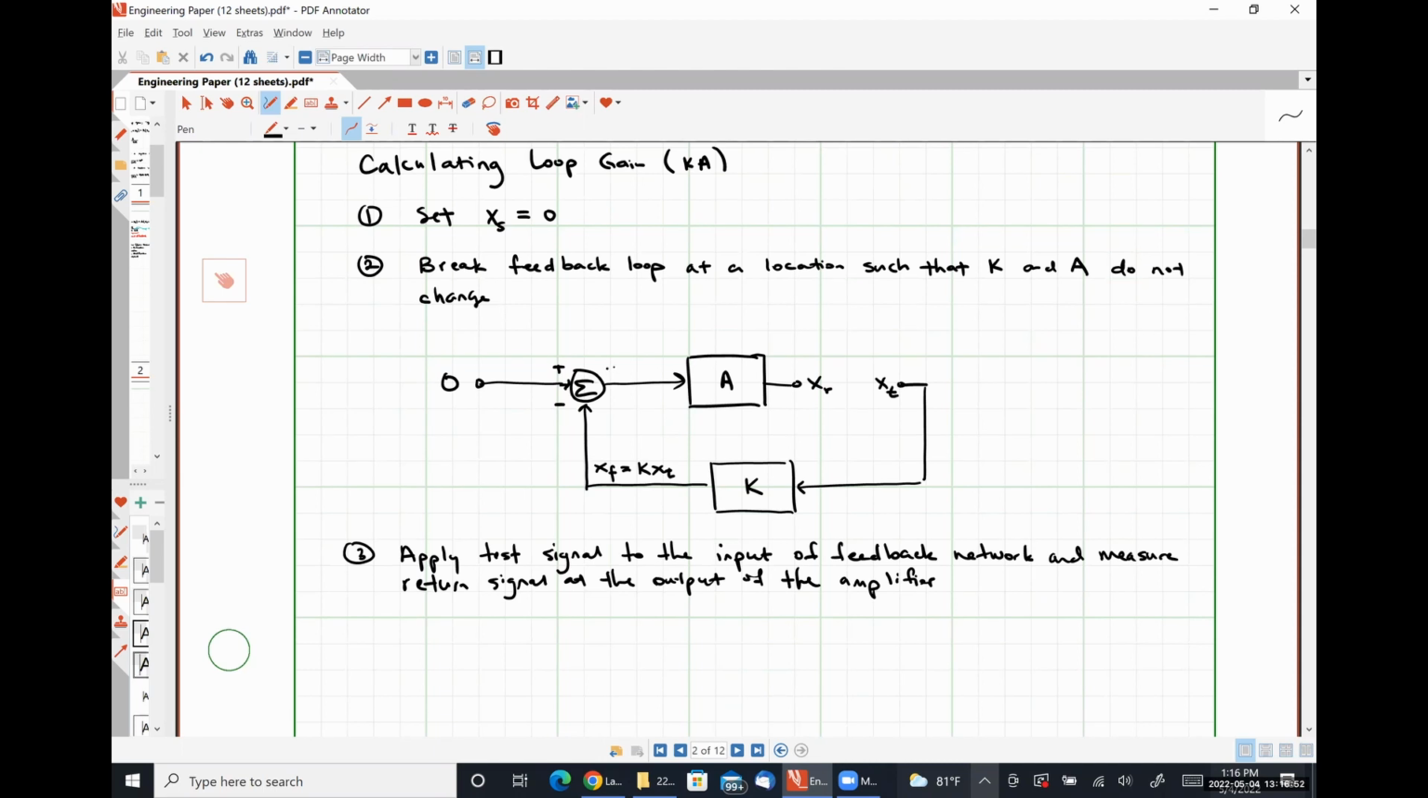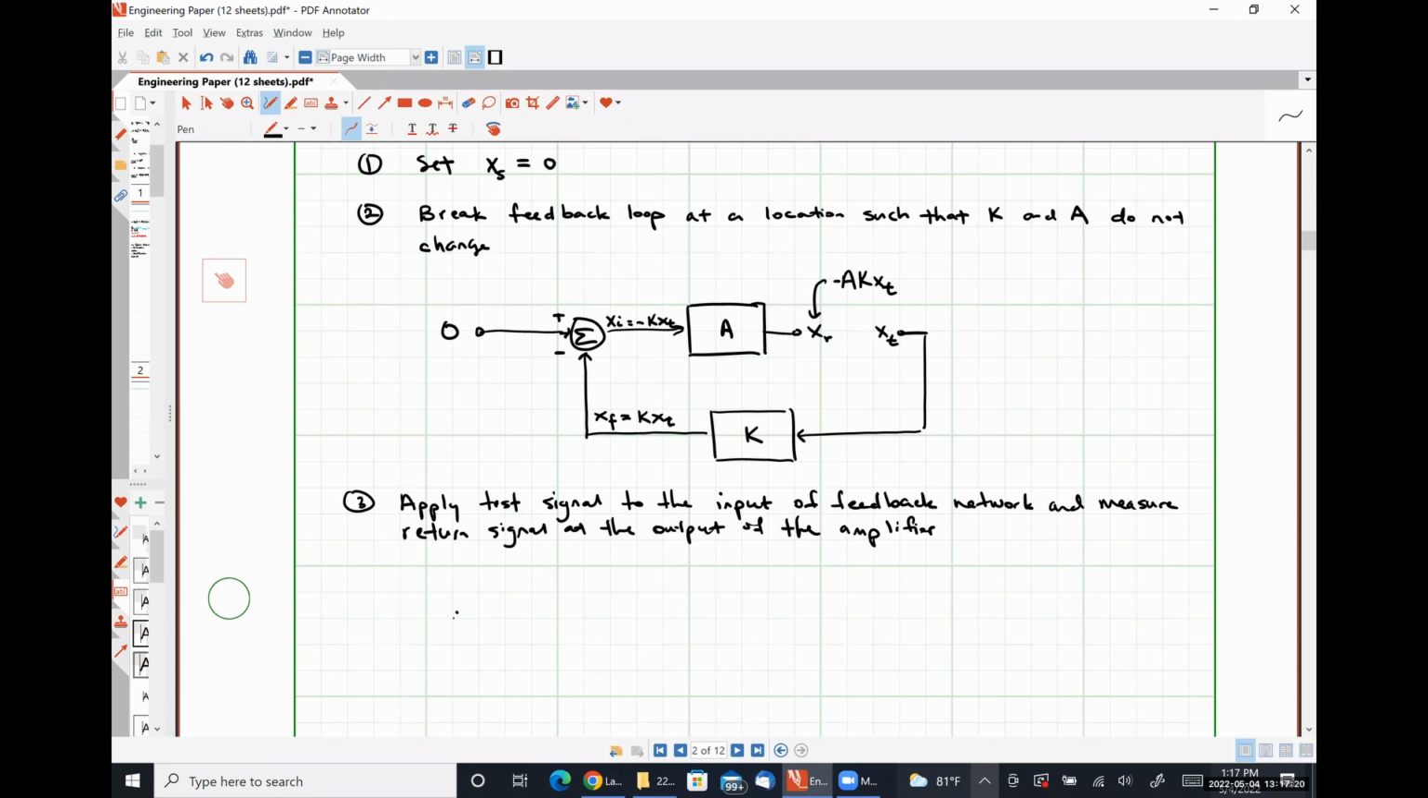We will have a signal XI, which is just negative K XT, and then XR is negative A K XT, with a negative sign. And from this, KA is simply negative XR over XT.